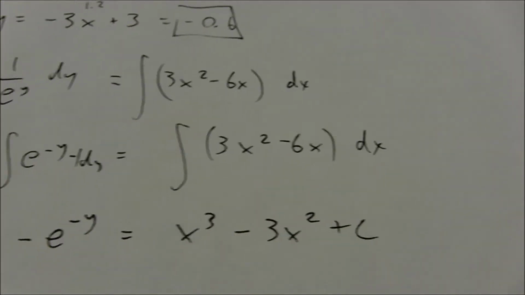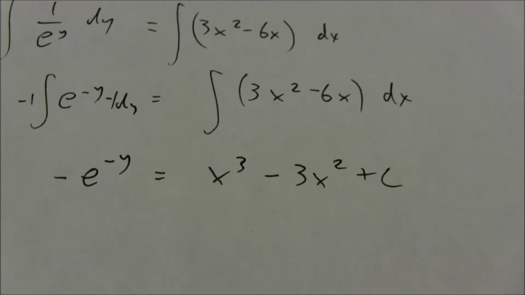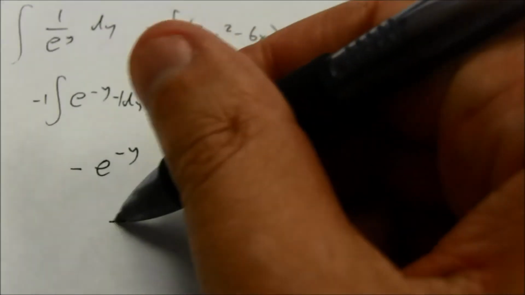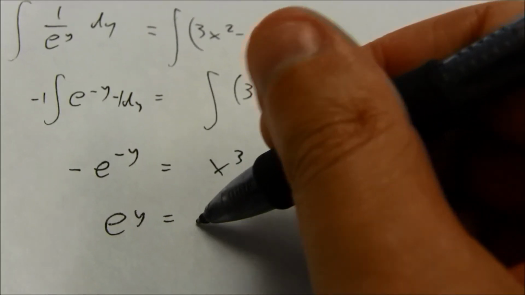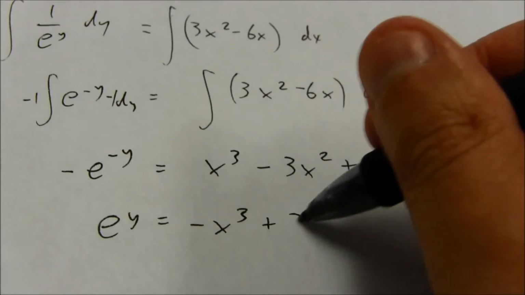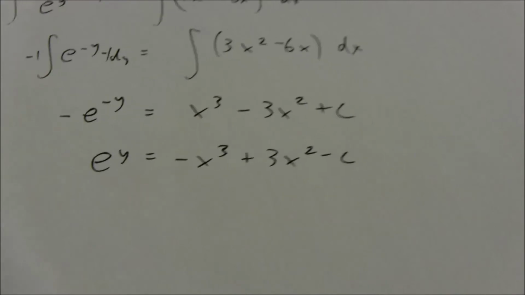Okay? Don't leave that as negative e to the negative y. Multiply everything by negative 1. Write it as e to the y equals negative x cubed plus 3x squared minus c. I would do it right at that point.